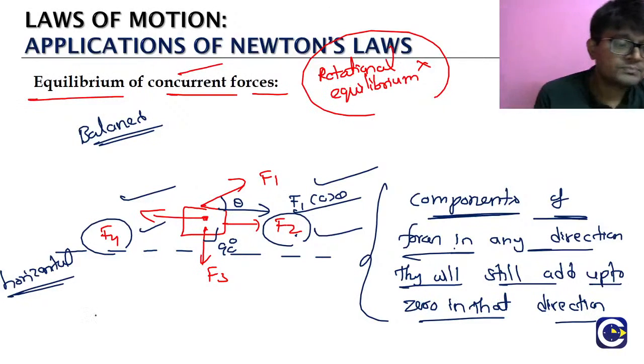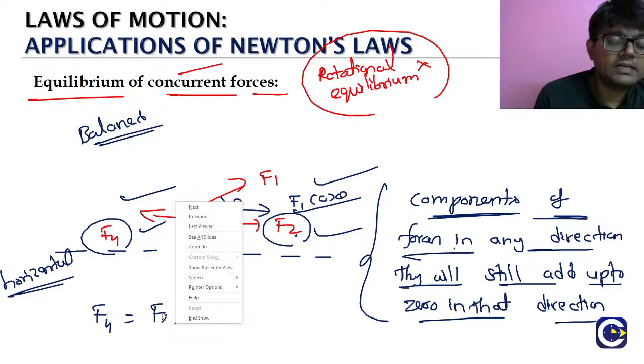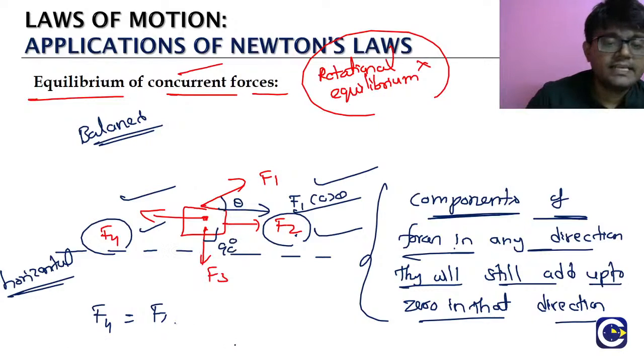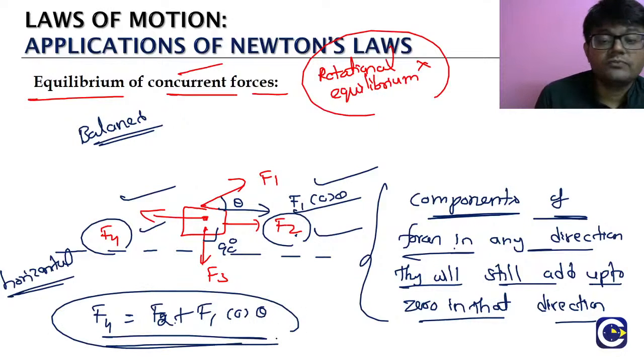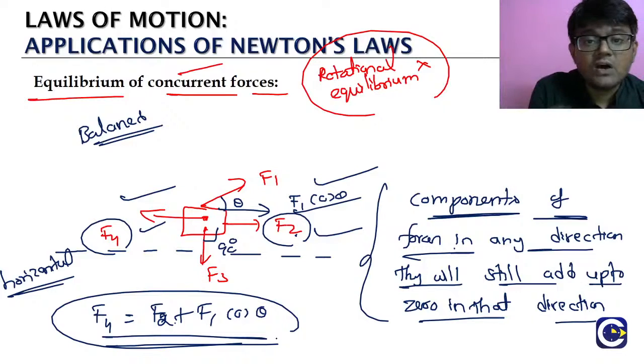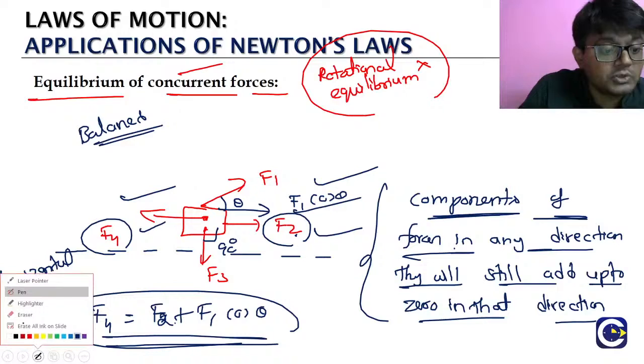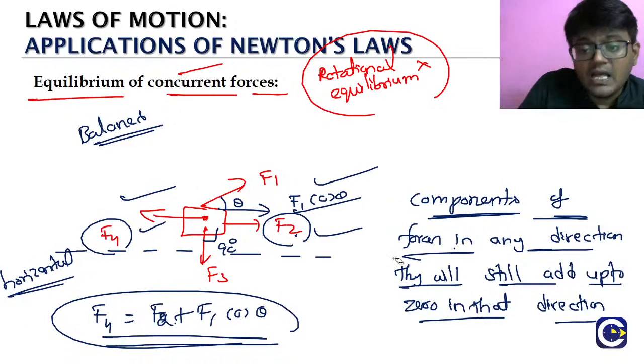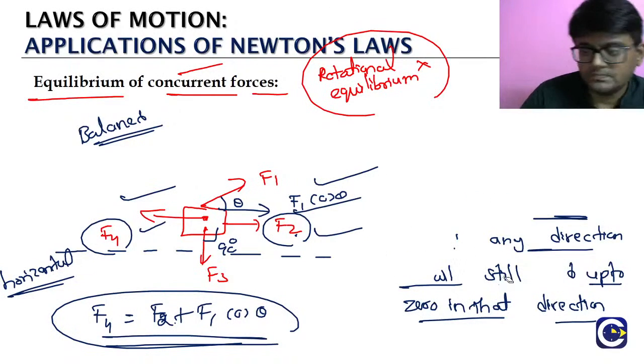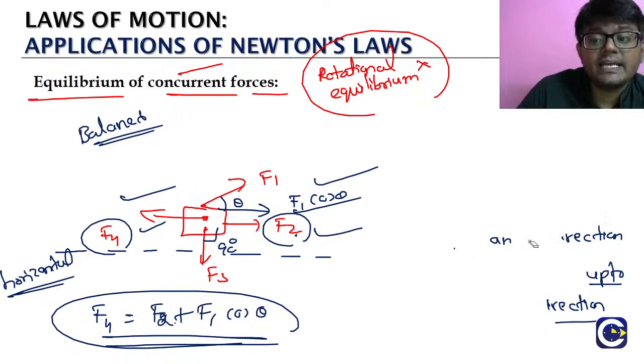So what is the equation we'll have? F4 will be equal to what is on the right side: F2 plus F1 cos theta. Understood? So this is what we call the balancing of forces in the horizontal direction. If we do that, what do we get from it? We'll get equations.